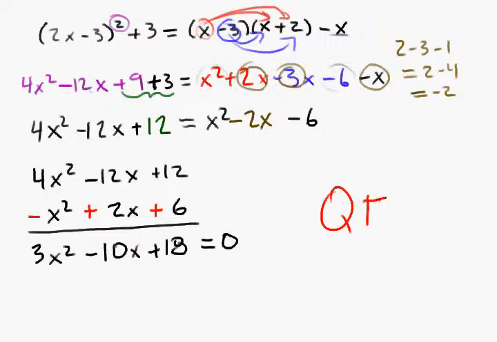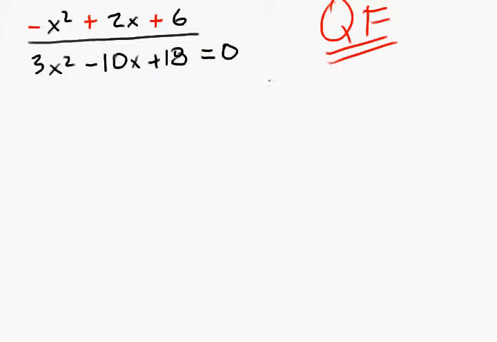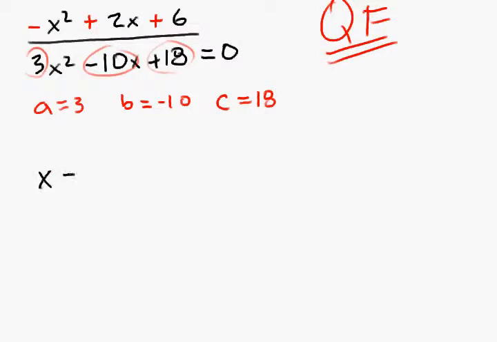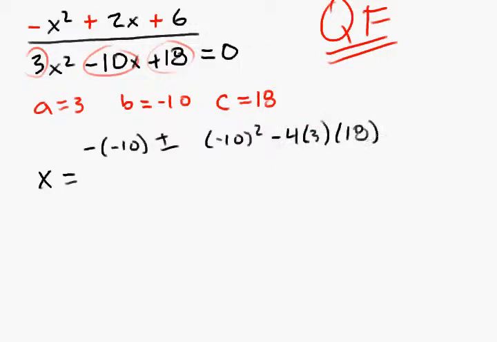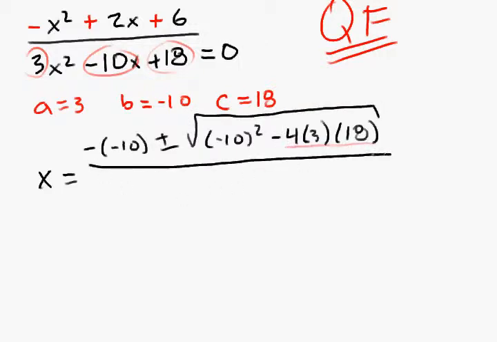Now it's quadratic formula time. So we'll take note of our coefficients. A is 3. B is a negative 10. We always want to be careful of these signs. C is a positive 18. Let's put them in the quadratic formula. X is equal to minus negative 10, plus or minus the square root of negative 10 squared minus 4 times 3 times 18. This is going to be a fun product to take. We're going to divide it by 2 times 3.